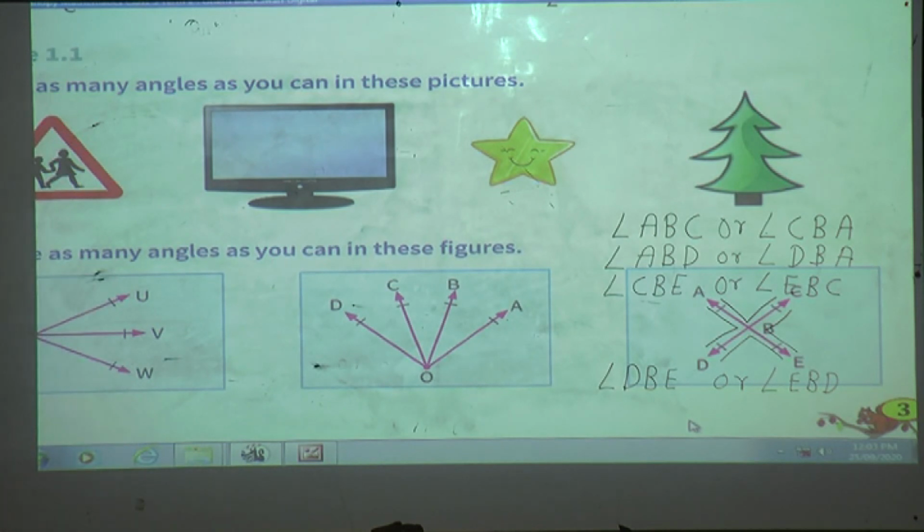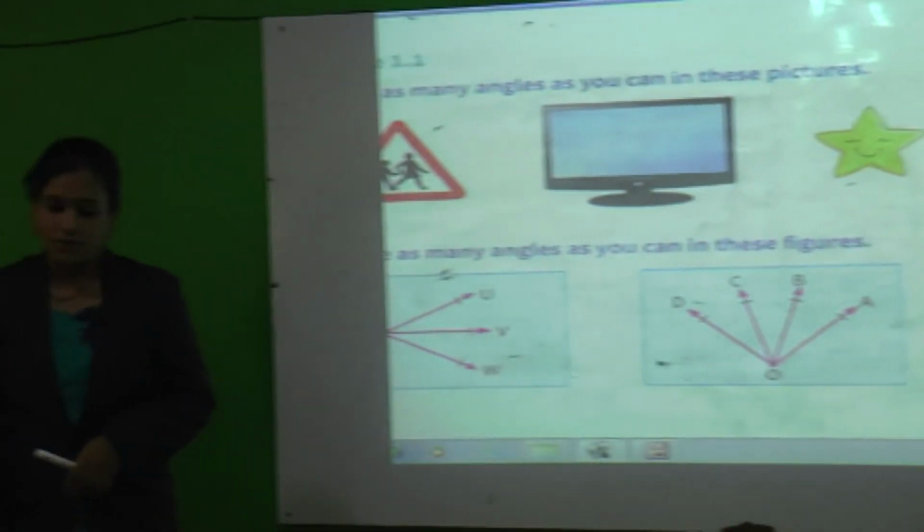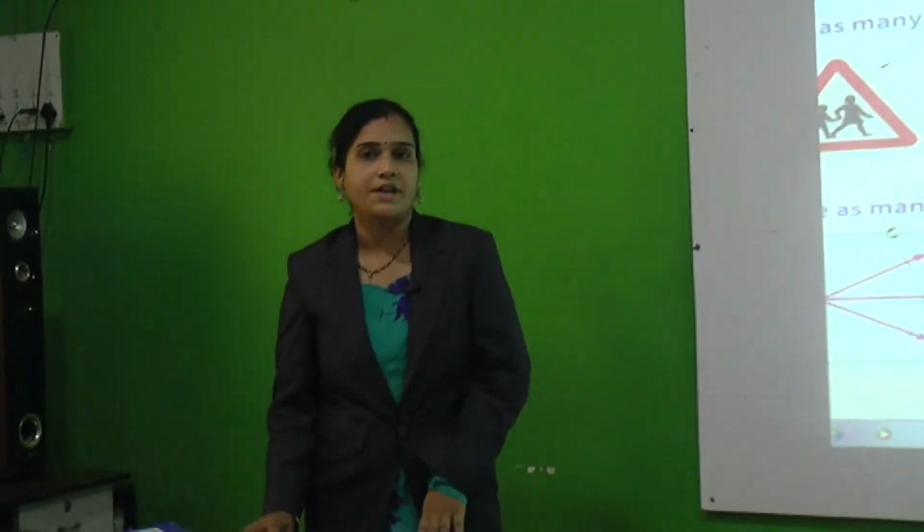Then we will see the measure of an angle in our next period. So what did we study today? We have studied point, line, length and ray. Again we have studied angles also, and in the angles we have studied vertex, arms and the sign of an angle. In the next period we will study the measure of an angle.